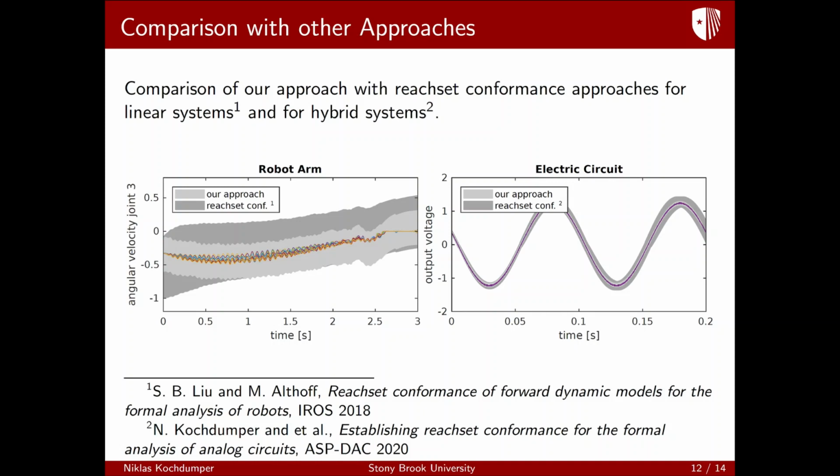This can be attributed to 2 facts. First of all, Koopman linearization usually gets a better approximation of the system dynamics than the linear approach used for the robot arm and the hybrid model used for the electric circuit. And second, our approach uses trace conformance, where the other conformant synthesis approaches use reach-set conformance. So our approach also computes the best possible solution, while the other approaches come with some over-approximation.